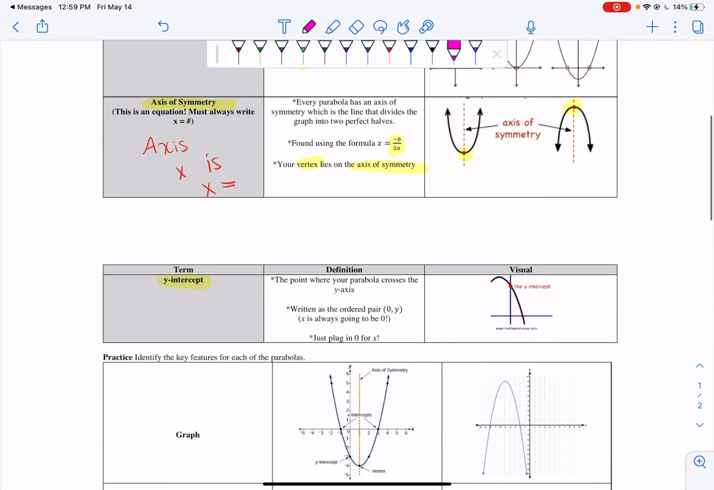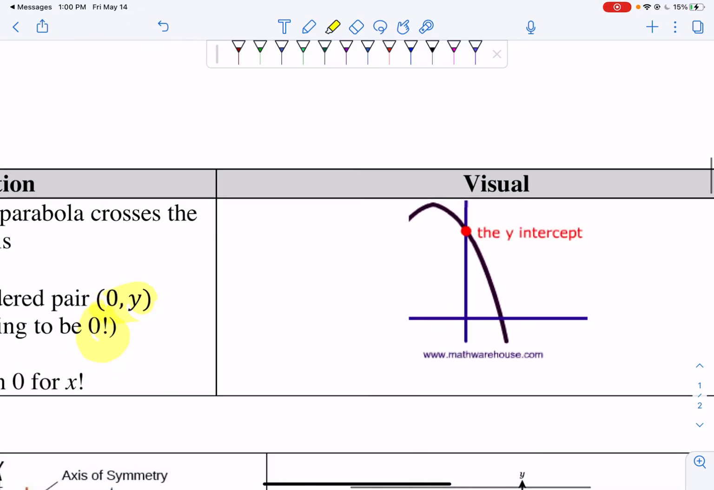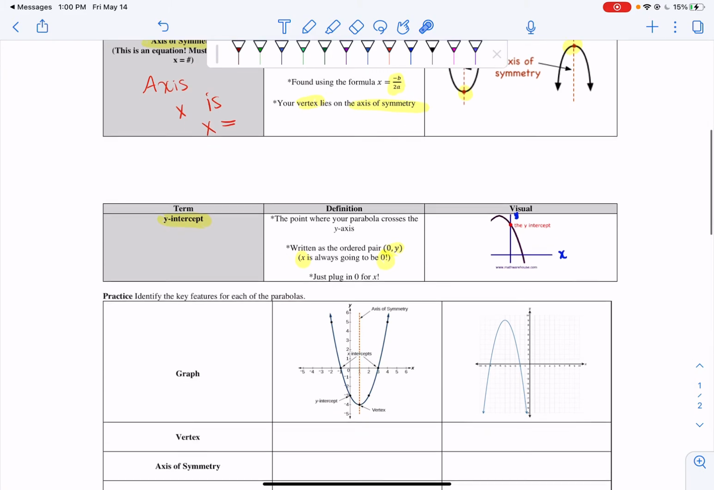It's symmetrical. A Y-intercept is the point where your parabola crosses the y-axis. It is written as the ordered pair (0, y). X is always going to be 0. Another way to find this, if you're just given the equation, is to plug in 0 for x. If I look here, this is my y-axis, this is my x-axis, and here's my y-intercept.